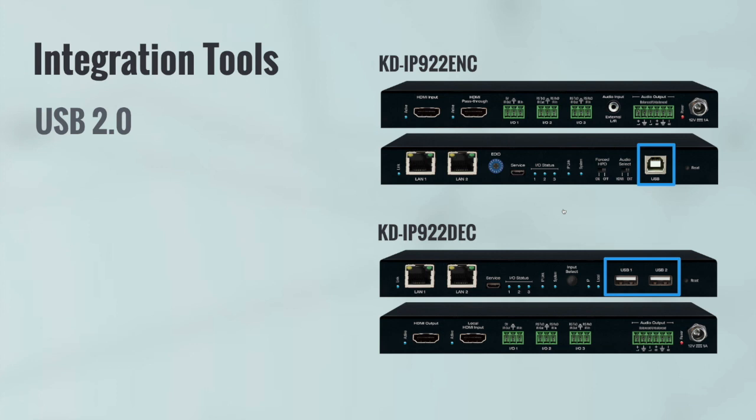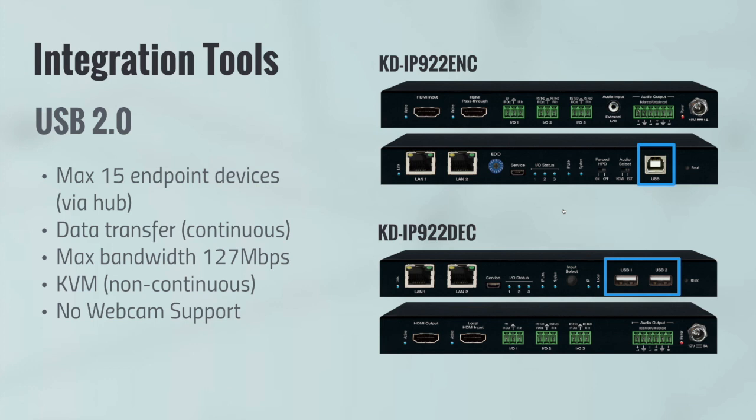Both IP922 and IP822 support USB 2.0. The encoder has a USB-B port, and the decoder has 2 USB-A ports. You could use those USB-A ports to connect your devices, for example, keyboard and mouse. And you could even have up to 15 endpoint devices if you were to add a USB hub to that connectivity. Now, it's important to note that there is no webcam support throughout this system.